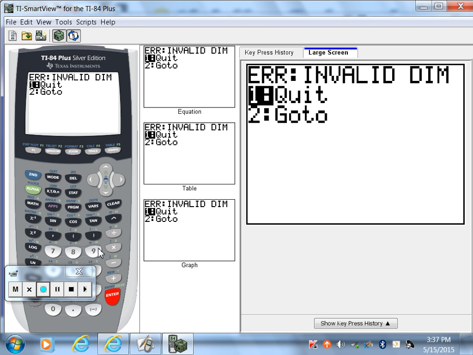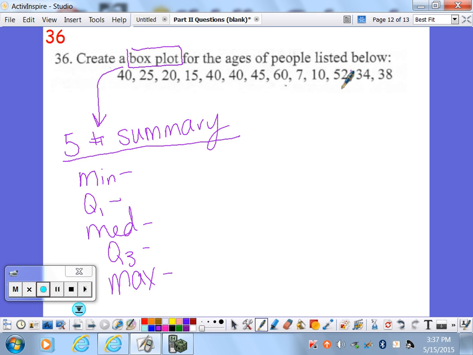If you scroll all the way down to the bottom, you should see your 5-number summary. Please copy those values into your worksheet. And then you are ready to make your box plot. So if I look at my values here, I can already tell my minimum is 7, and it looks like my maximum is 60. So you're going to need to create your own number line.